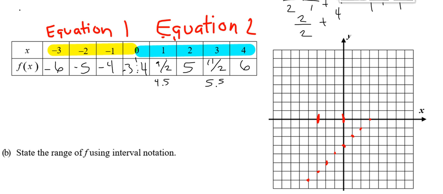So everything else that is not -3 and 0, that's past those, I'm going to go ahead and erase those points. I only want -3 to 0. So I might have erased a little more.